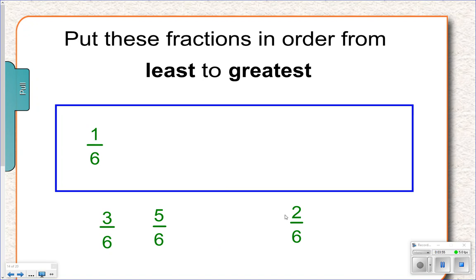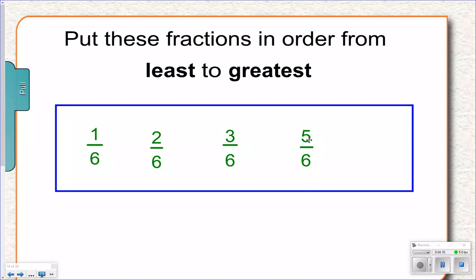The second one: 2 over 6 or 3 over 6 or 5 over 6? Of course, 2 is smaller. And 3 over 6 or 5 over 6? 3 over 6 is smaller than 5 over 6, and the biggest one is 5 over 6. So the order is 1 over 6, 2 over 6, 3 over 6, and 5 over 6.